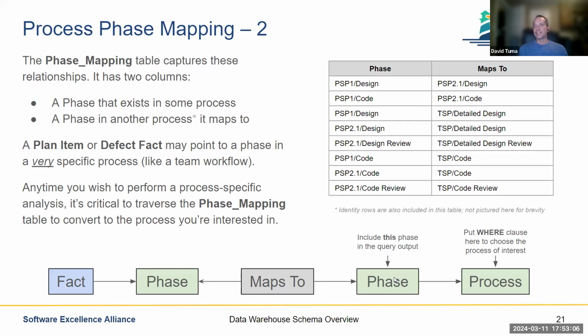And I'll just give an example. Let's say that a whole bunch of people use the TSP process. If we just tried to do an analysis to say something simple like take the time log and roll up all the time according to the TSP phase that was logged against, well, if they were using any team workflows, then their time log might be pointing to a phase in the workflow. And then that phase has to get mapped to a phase in the TSP process.